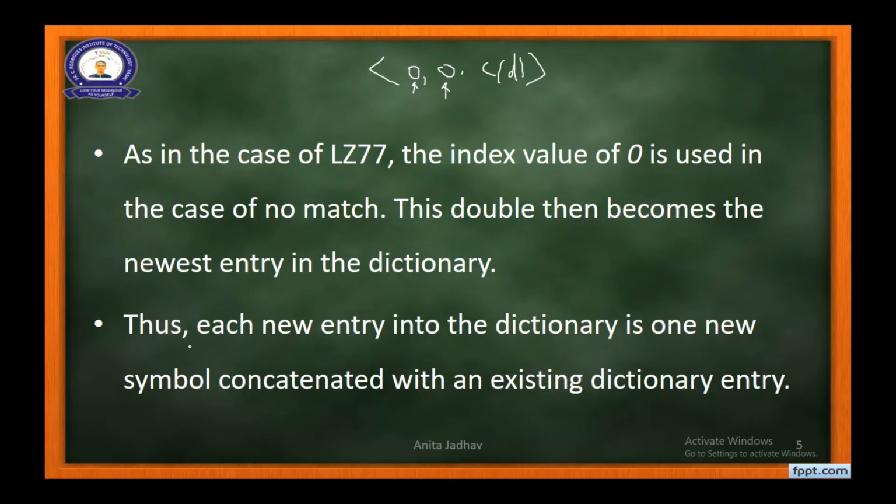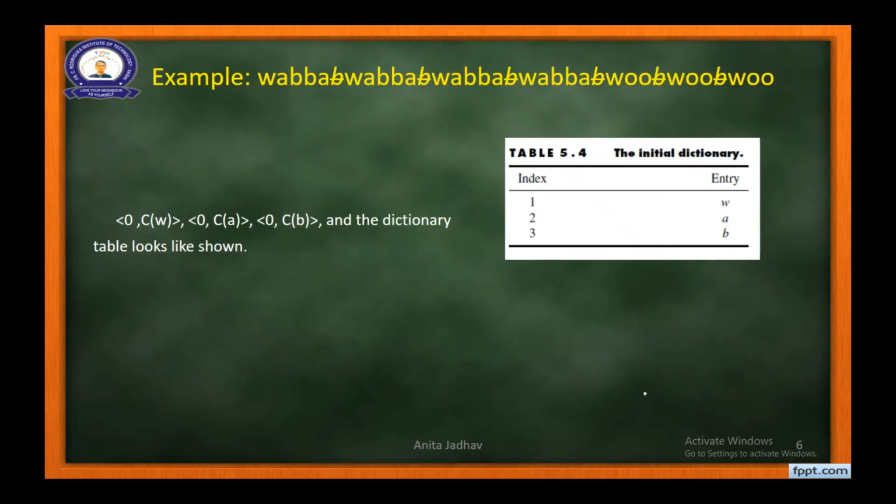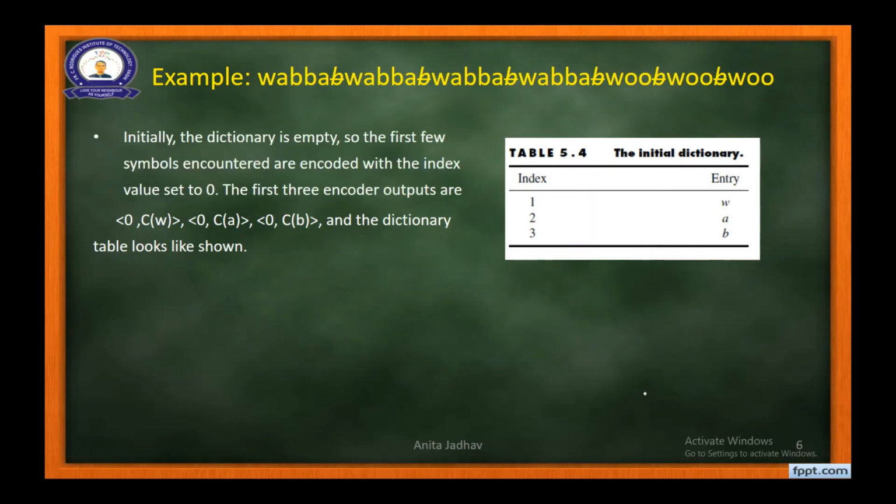In this manner, each new entry in the dictionary is one new symbol concatenated with an existing dictionary entry. So we will see what it means. An example has been given to you, as I already told you, in the compression and the encryption. Don't try to find out the meaning of this particular sentence. It is random words clubbed together so that the different algorithms can be explained efficiently.